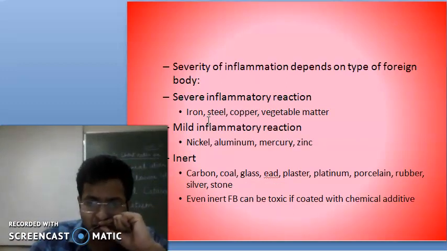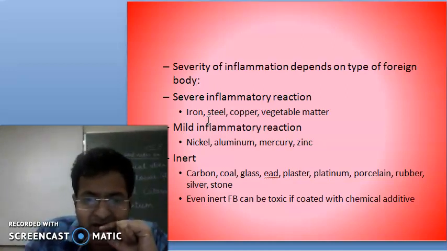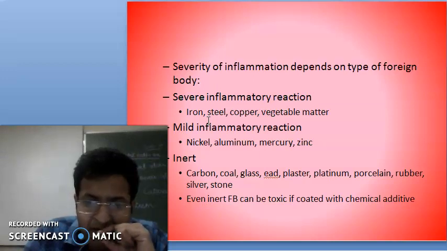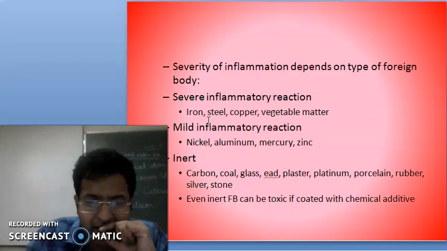Severity of inflammation depends on the type of the foreign bodies. There is a severe inflammatory reaction which can result in endophthalmitis in cases of iron, steel, copper, or any vegetable matter. There is a mild inflammatory reaction in cases of nickel, aluminium, mercury, or zinc. The carbon, coal, glass, plaster, platinum, porcelain, rubber, silver, stone are inert materials. Even the inert foreign body can be toxic if coated with a chemical additive.